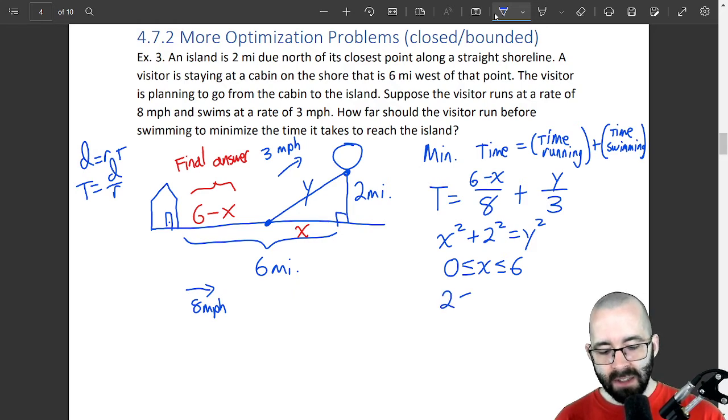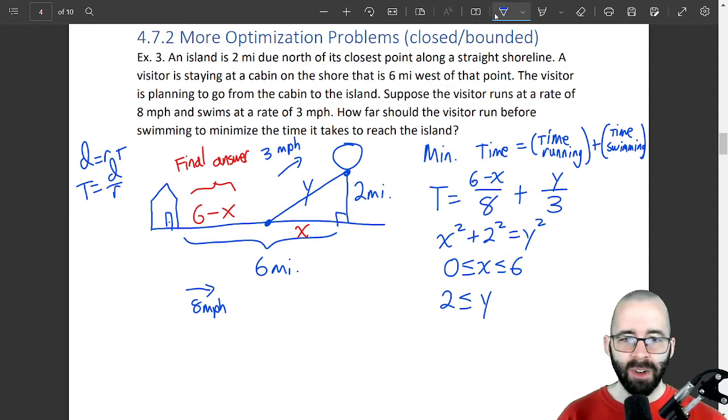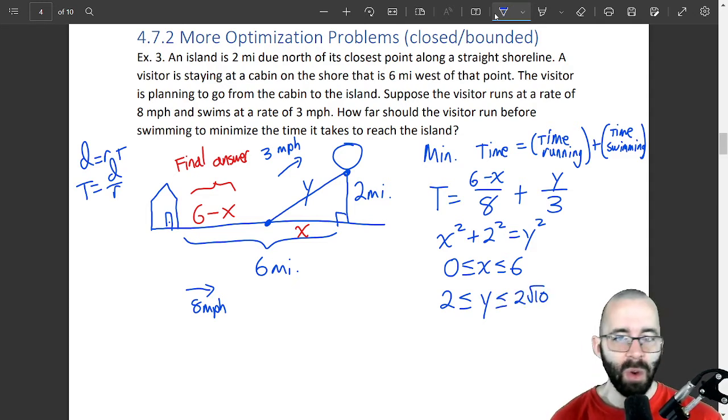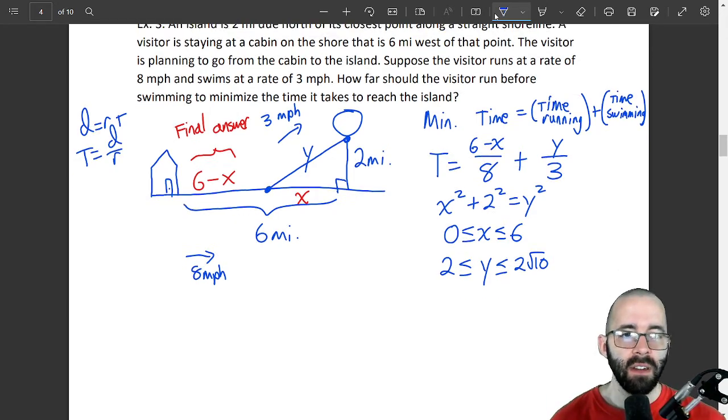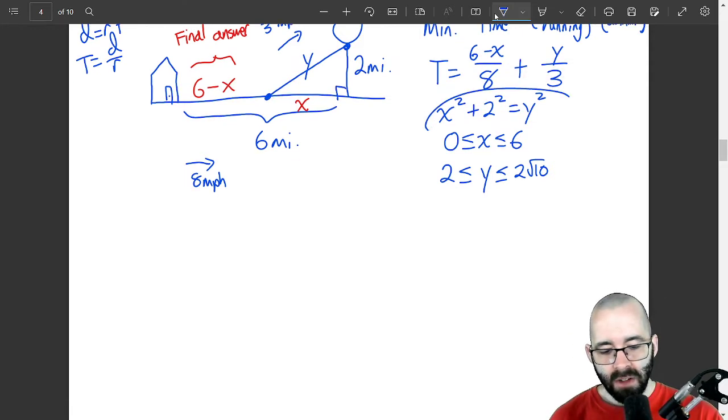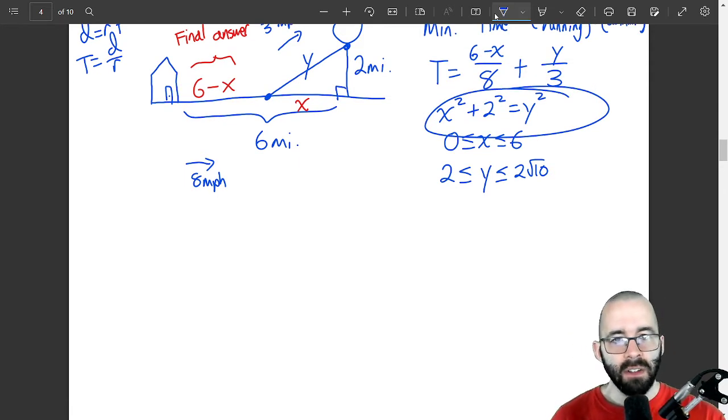Y, the smallest distance we could ever swim is 2 miles, which is a long way to swim, or it must be like a triathlete or something. And the biggest we can swim, we'd have to use the Pythagorean theorem. I think you get 2 times the square root of 10. Turns out the y one won't really matter, but it's good practice. So we have most of the stuff already. Now we just need to use substitution to get our objective function to have only one variable.